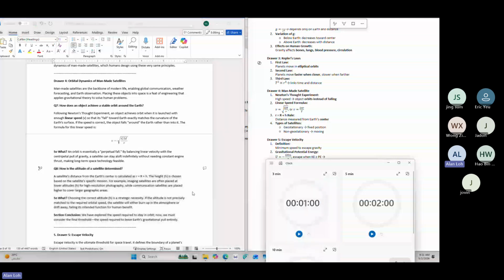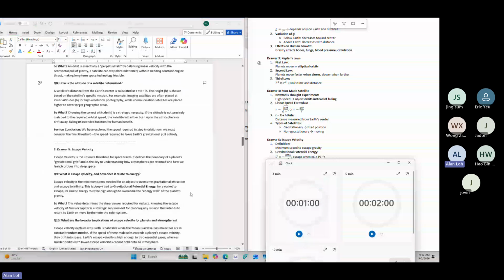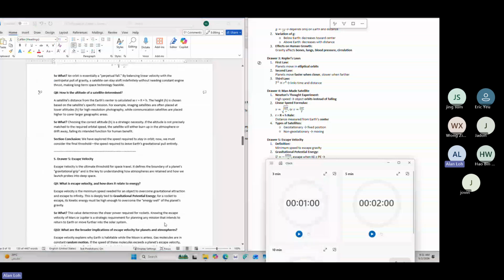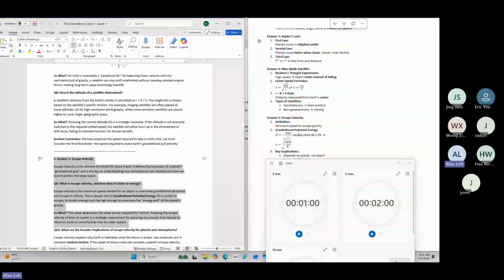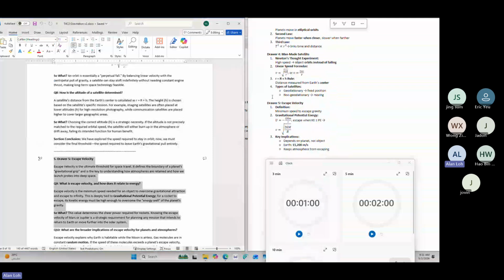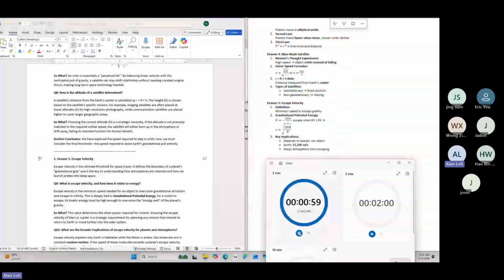Time's up. Last drawer before we go for a break. All right. Question 9. I'll adjust it here. Okay. Your reference is on your right. Your left is step 3. Let's start now for 1 minute. Escape velocity.